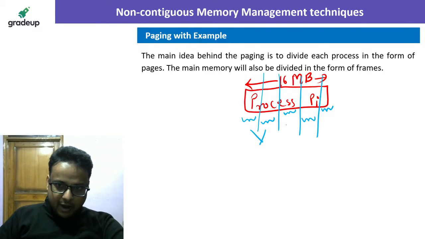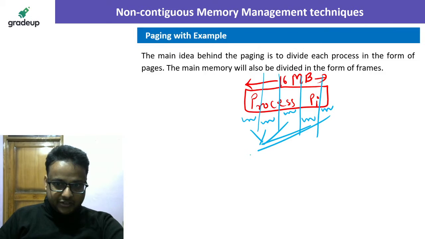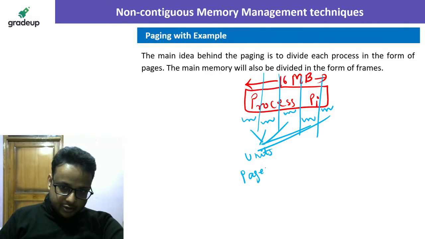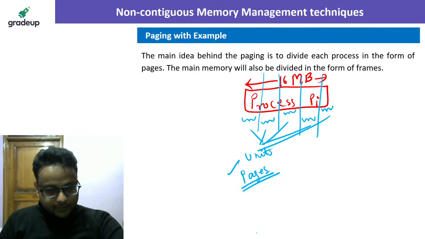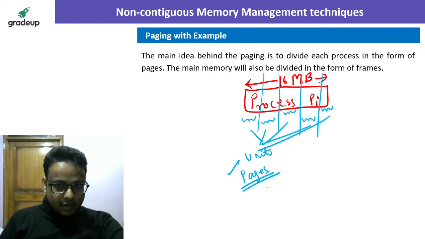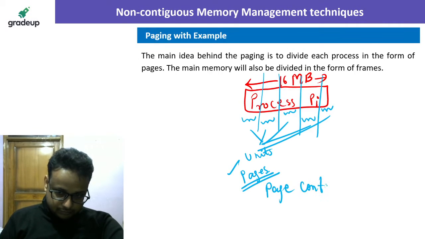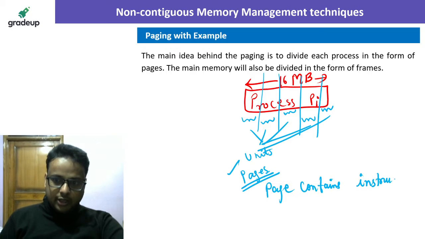So these parts, or you can say these units, are known as pages. So मतलब क्या हुआ कि process is divided into pages and what is inside the page? Page के अंदर क्या होगा? So page contains instructions. क्यों? क्योंकि भाई फाइनली प्रोसेस के अंदर क्या है?